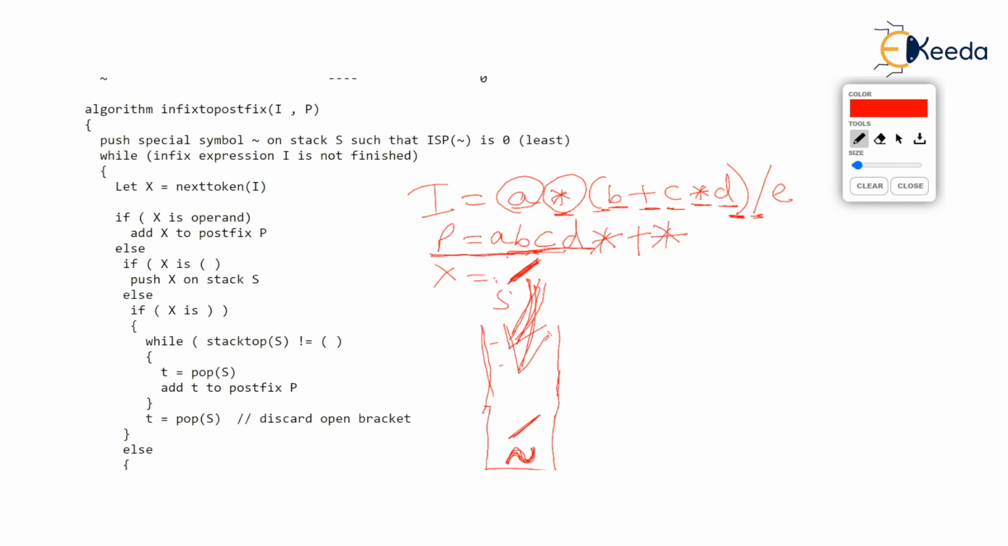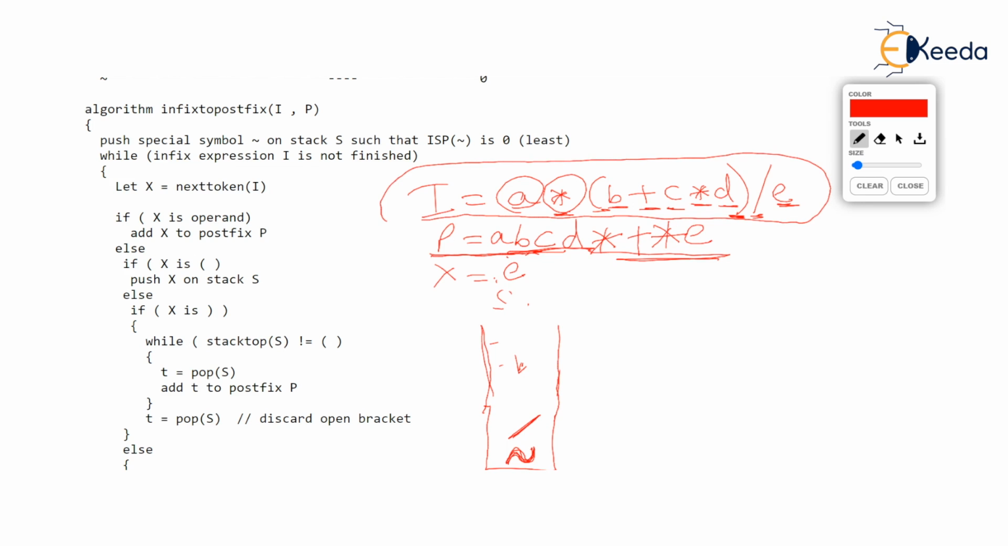Okay. Now what is the next symbol? The next symbol is E. X is E and E is an operand. So simply add it to postfix. And that's it. We have finished with our infix expression. Infix expression is over.